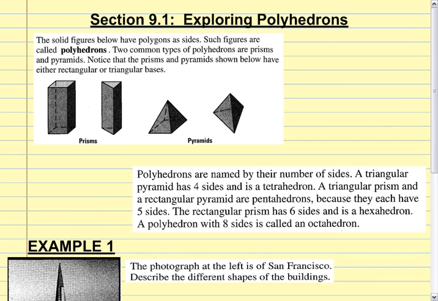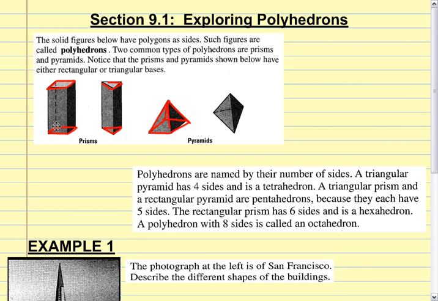Now, 2 common types of polyhedrons are prisms and pyramids. Now, you'll notice the difference. A prism has the same shape on the bottom as it does on the top. This one has a triangle on the bottom and a triangle on the top. That's what a prism is. Pyramids have a polygon on the bottom, but they go up to a single point. Okay? That's the difference between prisms and pyramids. Notice that the prisms and pyramids shown below have either rectangular or triangular bases.